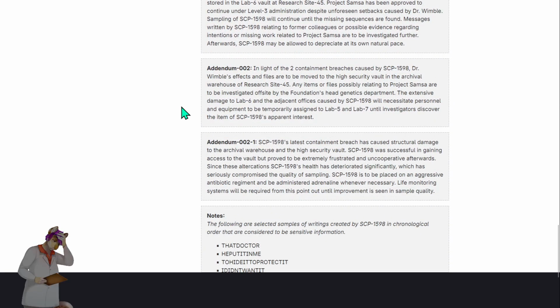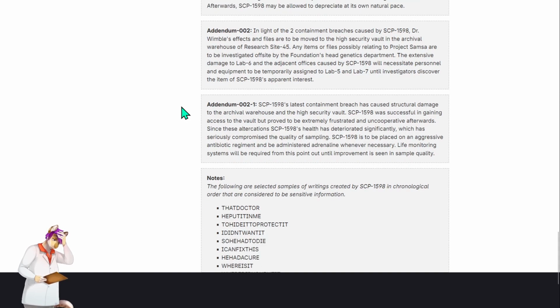Okay. In light of the two containment breaches caused by 1598, Dr. Wimble's effects and files are to be moved to the high security vault in the archival warehouse of Site 45. Any items or files possibly relating to Project SAMSA are to be investigated off-site by the Foundation's head genetics department. The extensive damage to Lab 6 and the adjacent offices caused by 1598 will necessitate personnel and equipment to be temporarily assigned to Labs 5 and 7 until investigators discover the item of 1598's apparent interest. Addendum 2-1.